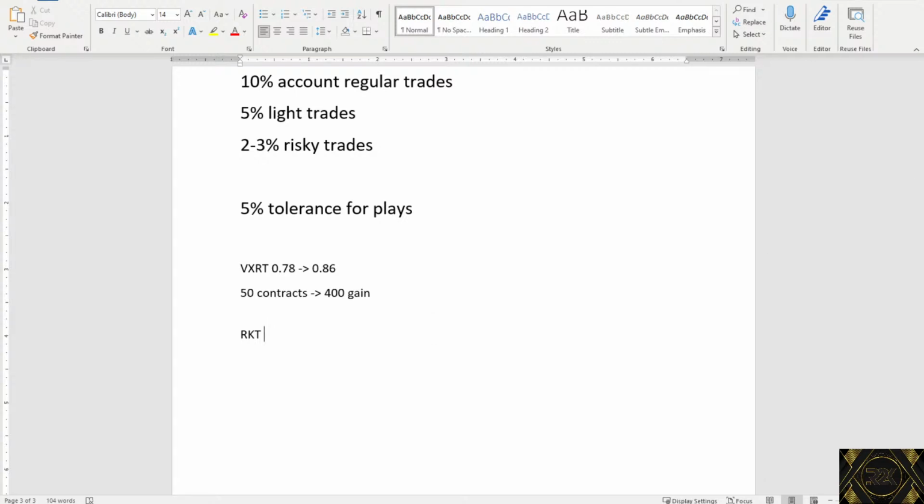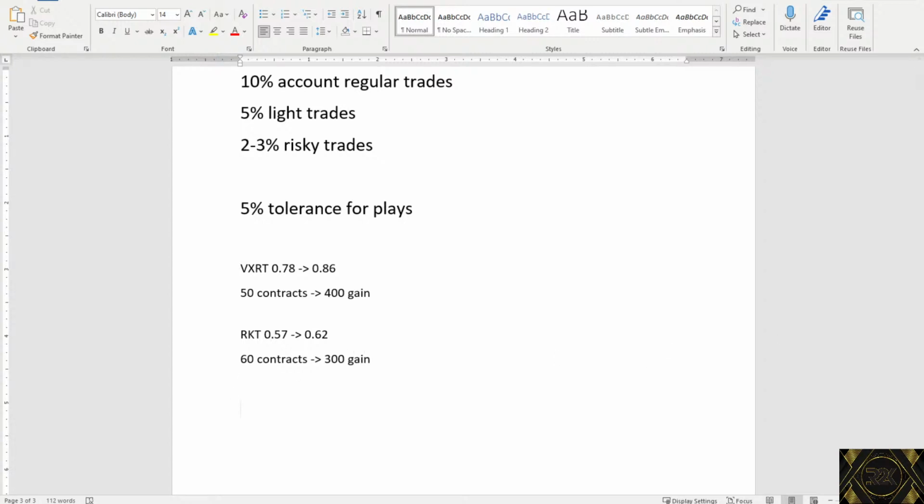RKT would have been, so we got in at 0.57 and essentially we were trying to secure there. Once again, this was a choppy day, so this wasn't easy to play. That was like 60 contracts, so that's going to be like a $300 gain-ish.